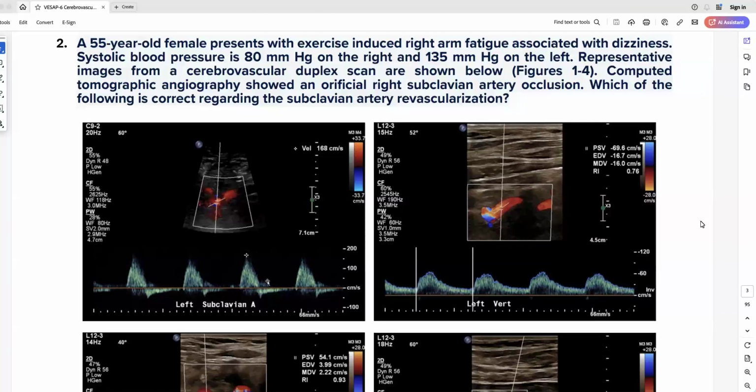Bismillah. A 55-year-old female presents with exercise-induced right arm fatigue associated with dizziness. Systolic blood pressure is 80 on the right and 135 on the left. Representative images from the cerebrovascular duplex scan are shown below. CT angiography showed right subclavian artery orifice occlusion. Which of the following is correct regarding subclavian artery revascularization? And the duplex study showed.